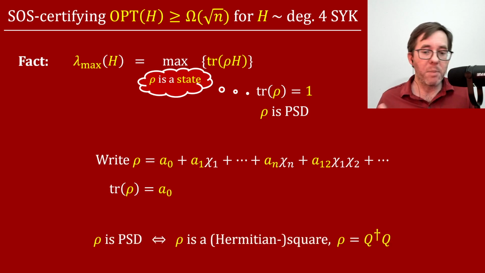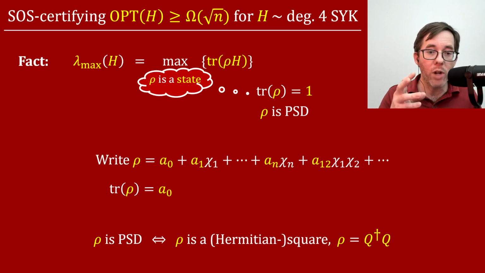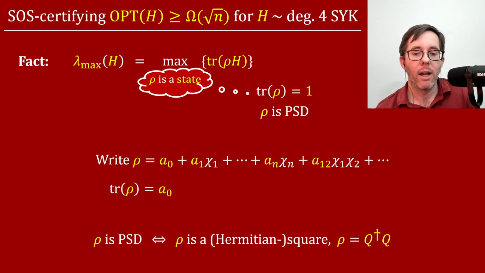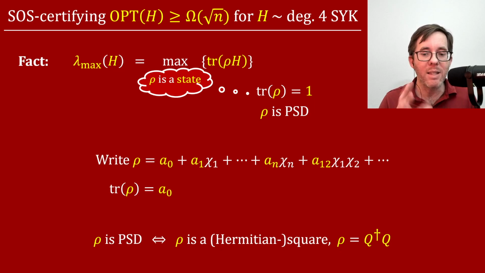Moreover, we know that a matrix is PSD if and only if it's a square. Well, more precisely, a Hermitian square, like Q transpose Q, or Q conjugate transpose Q, for some Q. So with this formulation, we've actually expressed the optimization task in a way that refers only to the chi's somewhat symbolically, without actually needing to know what matrices they are, just their anti-commutation and squaring-to-the-identity properties.